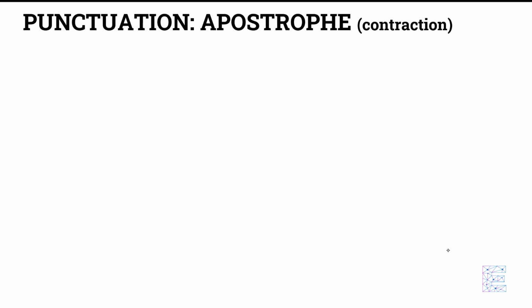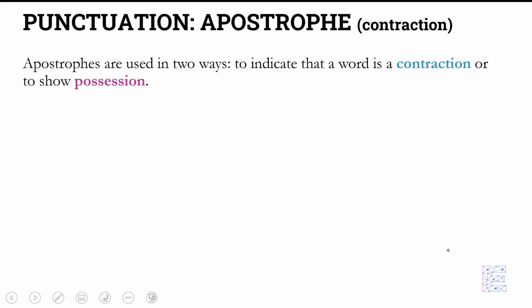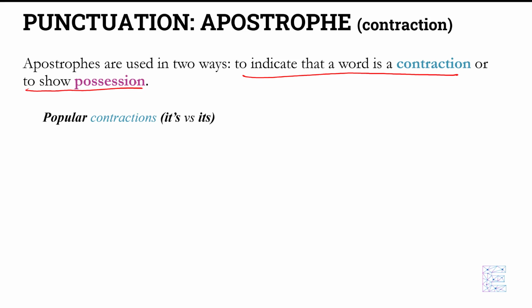All right, so in this lesson, we will talk about apostrophes. Apostrophes are used in two ways: one is to indicate that a word is a contraction, or to show possession. A more commonly confused apostrophe is the one pertaining to "it's" with an apostrophe s versus "its" without the apostrophe. Do you know the difference?